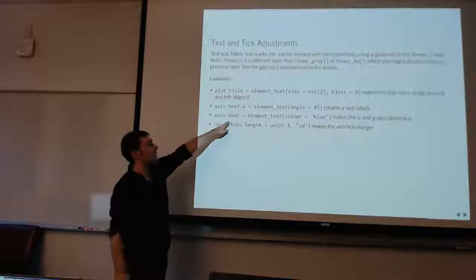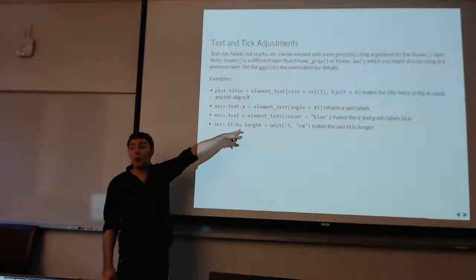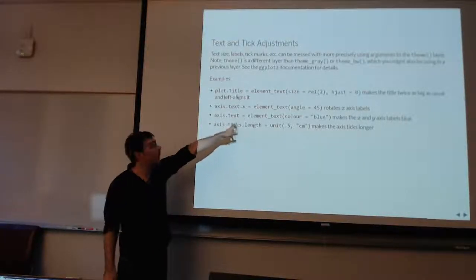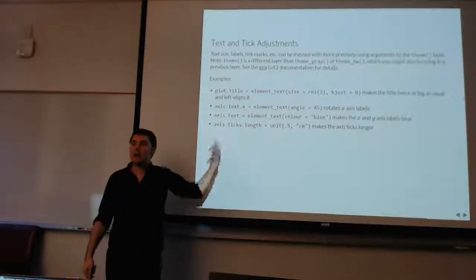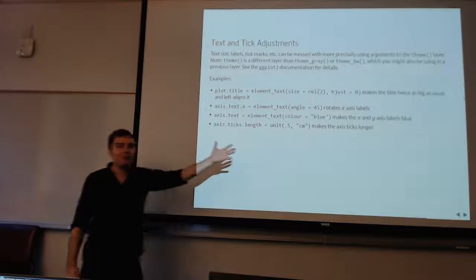I did axis.text. If I don't specify x or y, it does both axes. By specifying x, it did the x-axis. It's straightforward. You kind of tag on periods with more information, and it controls more things.